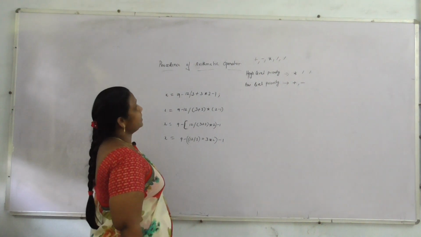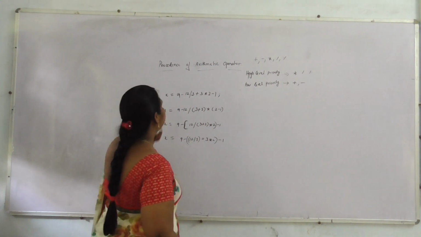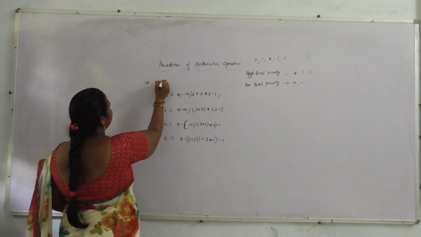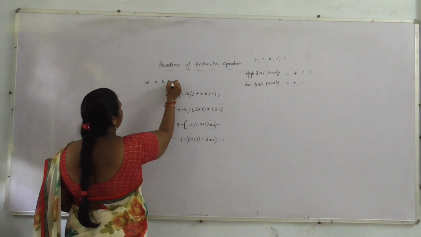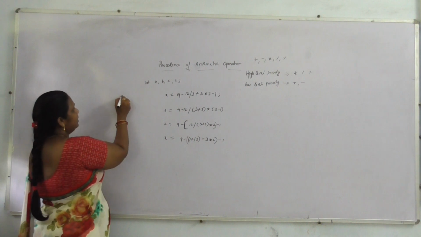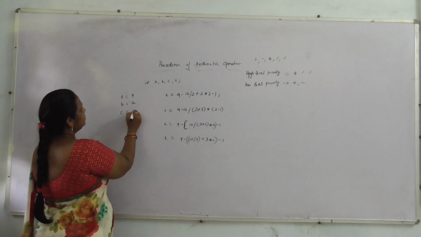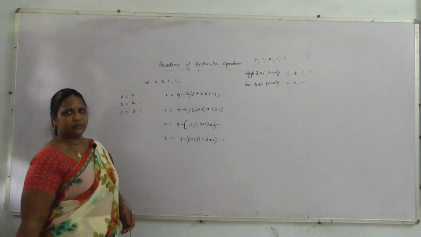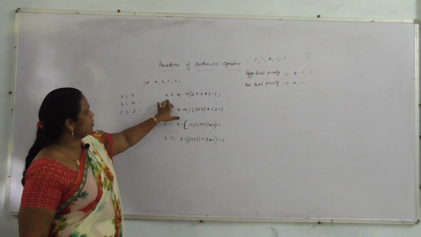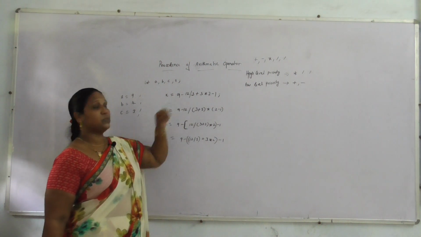Next, take an example. int a, b, c, x. Here we take a equal to 9, b equal to 12, and c equal to 3. Now take an expression: x equal to 9 minus 12 divided by 3 plus 3 asterisk 2 minus 1.